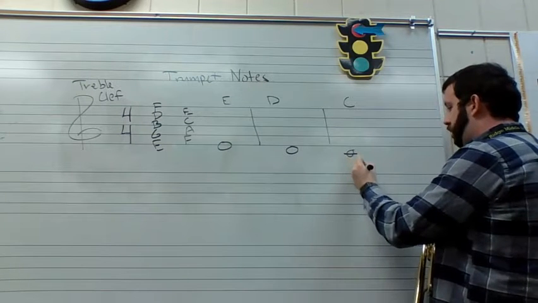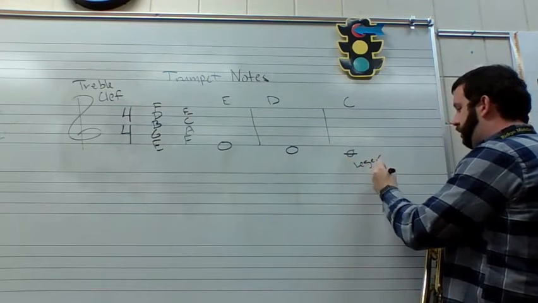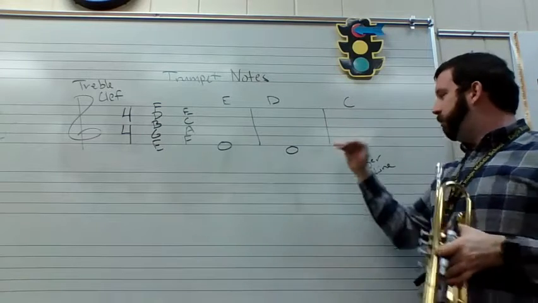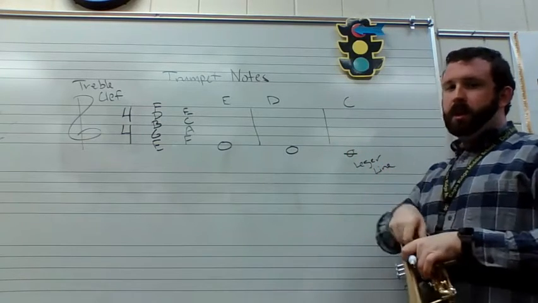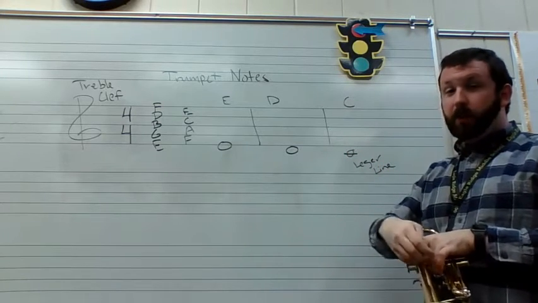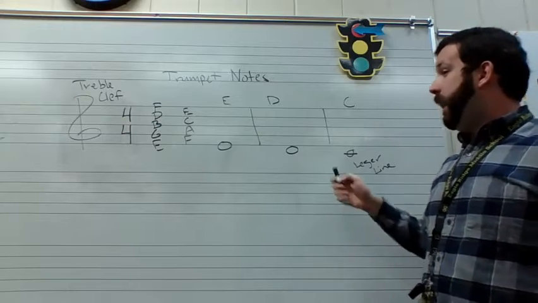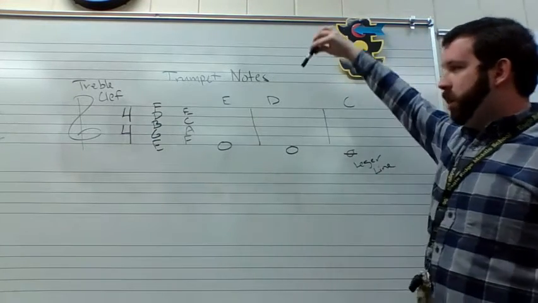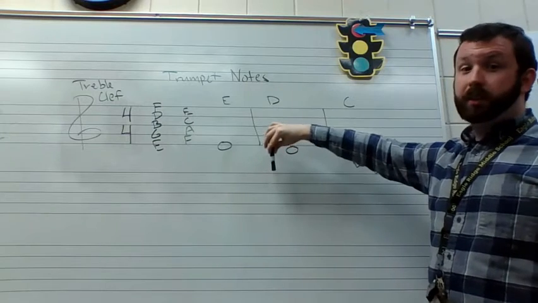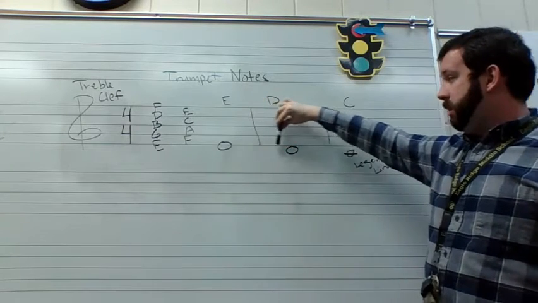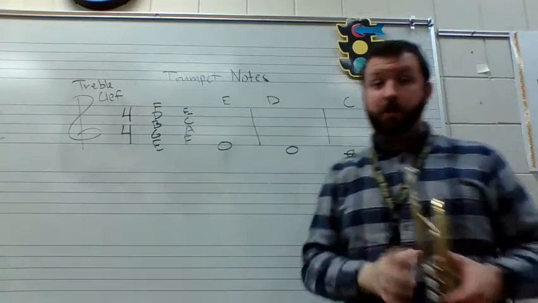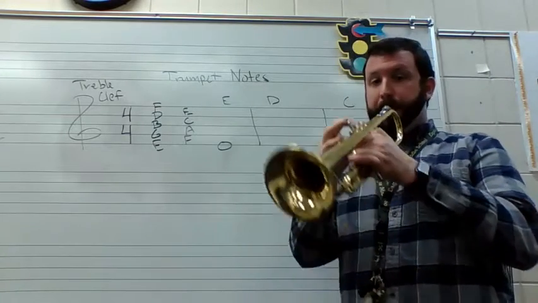Ledger line. Because C is a little bit lower than D. Another thing that is really important that I want you guys to understand is that with the notes, you notice that the notes are going down on the staff. E, D is a little bit lower, C is a little bit lower. It should sound that way when you play those notes to your ear too.